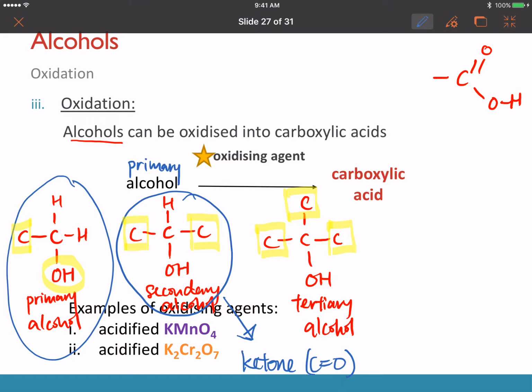Okay, so we have only primary and secondary alcohol can be oxidized. Primary being oxidized to a carboxylic acid and secondary being oxidized to a ketone. For tertiary alcohols, they cannot be oxidized. So let's take a look at what are the reactions.